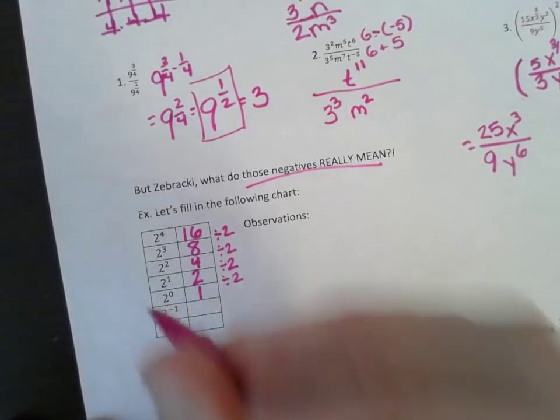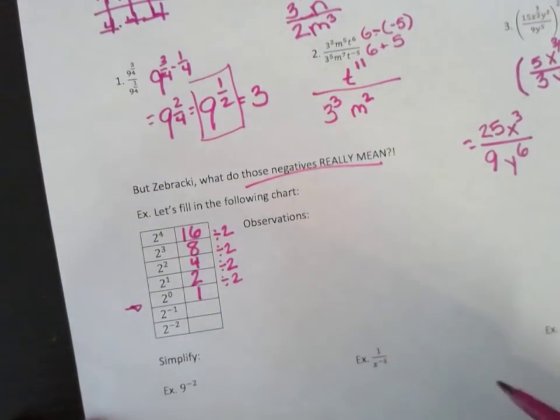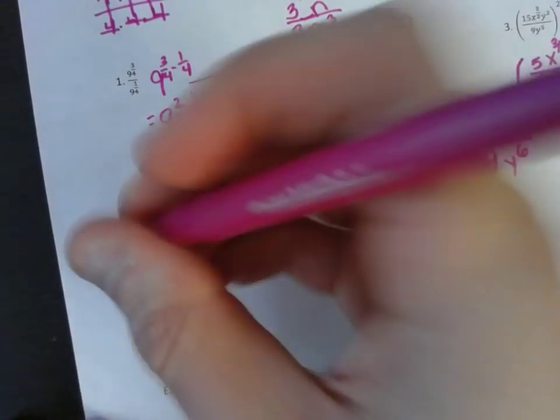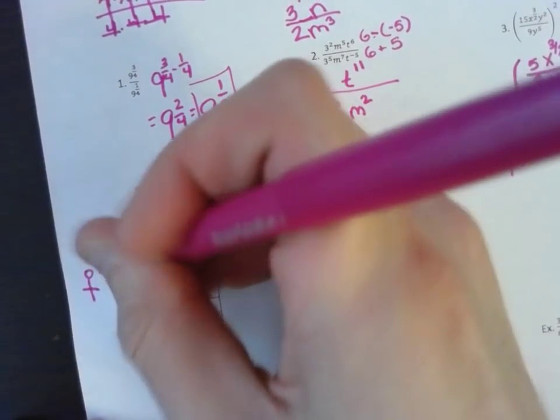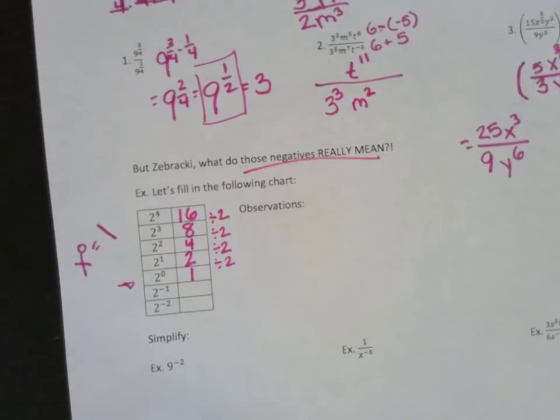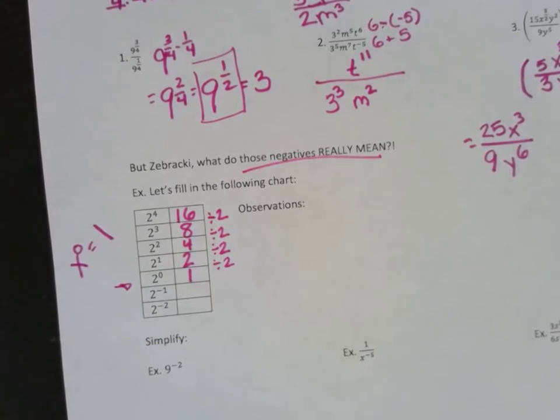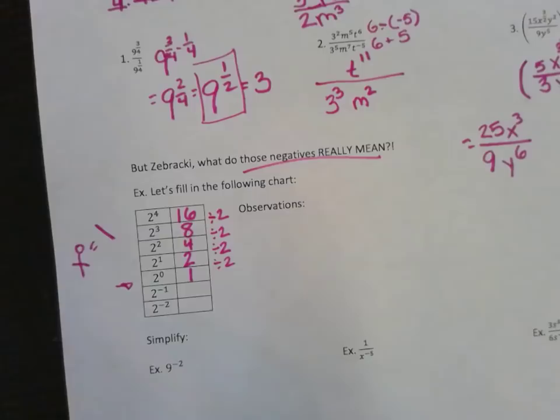This actually holds true for anything. Anything to the 0 power, anything at all, is 1. It's not an exponent of 1, it's just 1, done. It's 1, okay? Anything to the 0 power is 1.